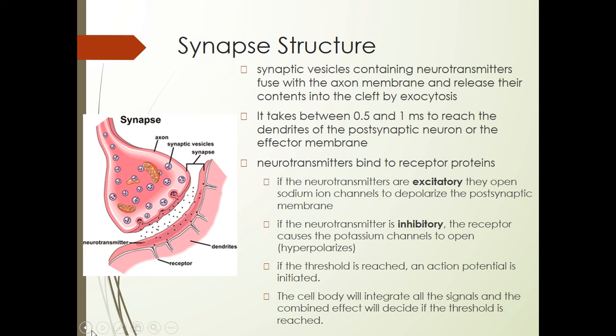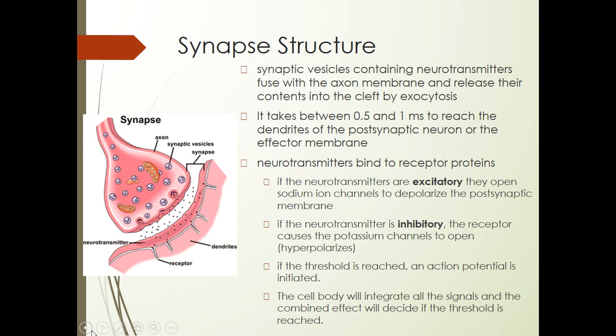If the threshold is reached, if enough depolarization overall happens, then action potentials can be initiated, just like we talked about before. And then, like we mentioned a couple days ago, the cell body, or the soma, its job is to integrate all of the information it gets from all of the dendrites. So from all of the receptors on all of the dendrites receiving neurotransmitters from different places, it'll integrate those signals and determine the combined effect.